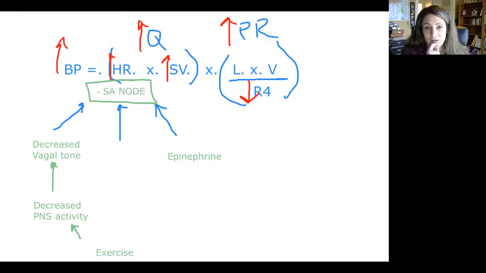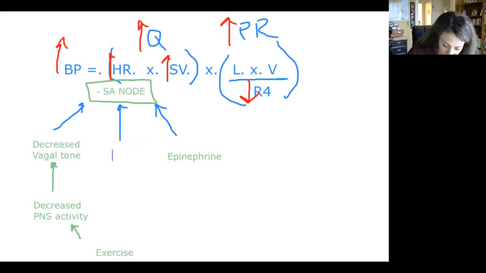Okay, everybody follow that sequence of events? Okay. Can you explain that one more time? Yes. So you start exercising, that causes the parasympathetic nervous system to decrease its activity. That's going to decrease vagal tone, which is going to have an effect on the SA node that causes the heart rate to increase. That increase in heart rate will cause an increase in cardiac output, which will cause an increase in blood pressure. Okay, so once again, it's a series of events. This causes this, causes this, causes this.